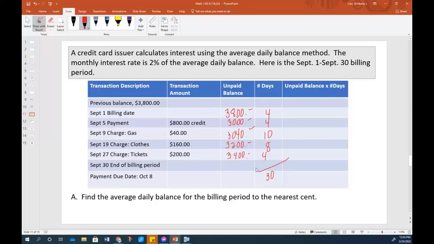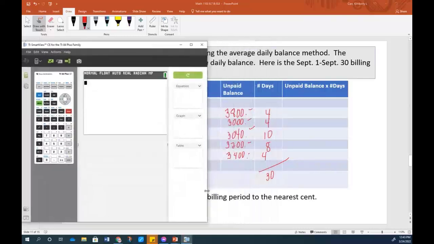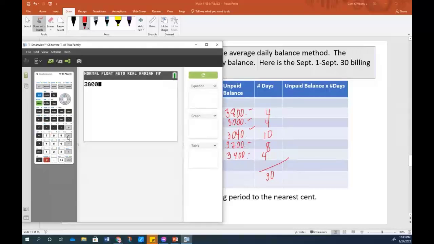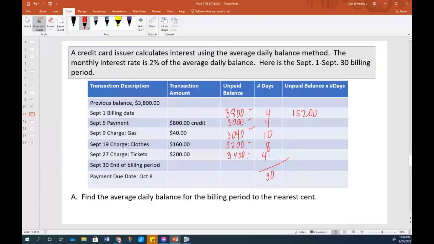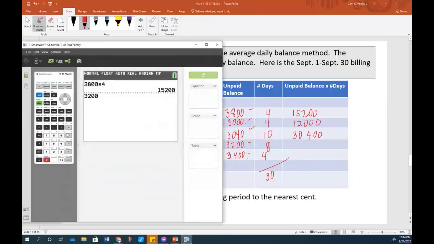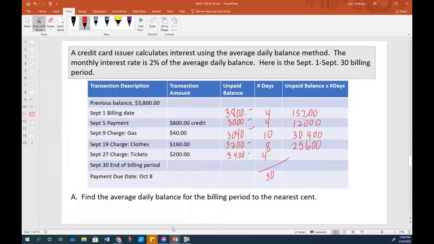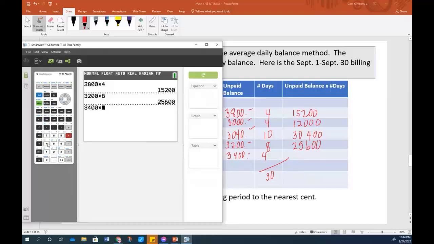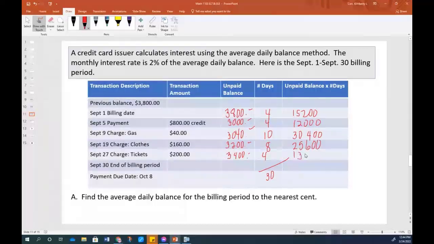So now we're going to do some calculator work. All right, I'm going to make it a little smaller, but I'll try to keep it as large as possible there. All right, so I have 3,800 times 4, and that's 15,200. Now I know that 3,000 times 4 is 12,000. 3,040 times 10 just adds another 0 to the end, so that's going to be 30,400. And then 3,200 times 8, I'm not quite sure, so 3,200 times 8, 25,600. And then 3,400 times 4, 13,600. So now I want to add all of those up to get the total.